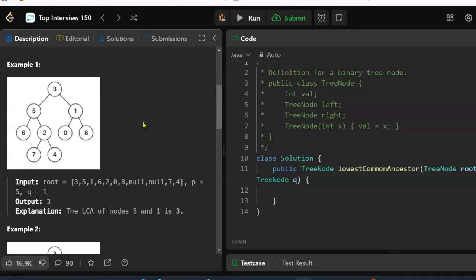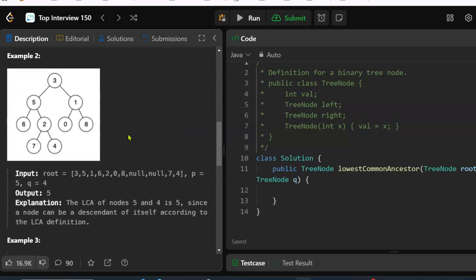Example. This example is probably too simple to be useful, but we have a pointer to a tree, and then P is 5 and Q is 1. Oh, that's strange. Well, I guess it's still coming in as nodes, although they're ints here. All right, P is 5, Q is 1, so the lowest common ancestor of 5 and 1 is 3.